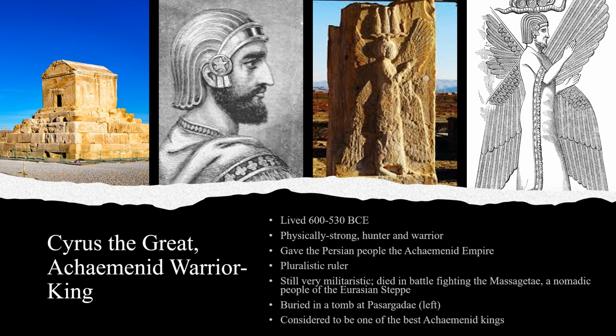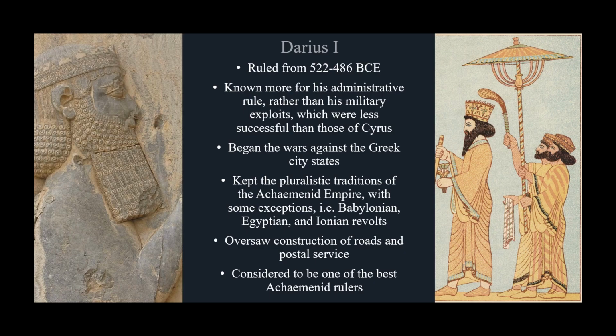Another very important Achaemenid king was Darius I, who ruled from 522 to 486 BCE. There was one king between Darius and Cyrus, named Cambyses, who was not considered to be a good king. Darius was known more for his administrative rule rather than his military exploits, which were less successful than those of Cyrus. Darius is also known for beginning the wars against the Greek city-states, probably his biggest mistake.